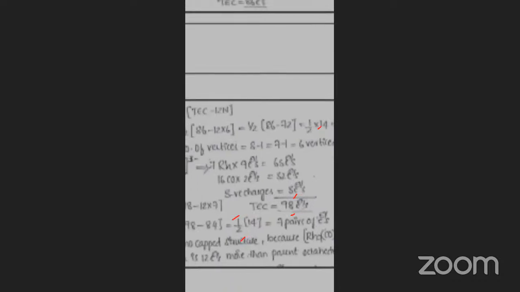So how many metals are there? 7 metals are there. 9 times 7 is how much? 63. 16 COs are there. Each CO contributes 2 electrons. 16 into 2 is equal to how much? 32.